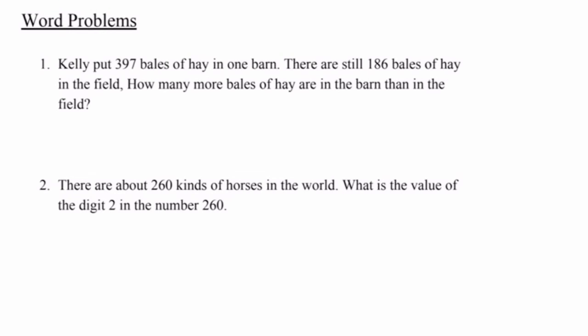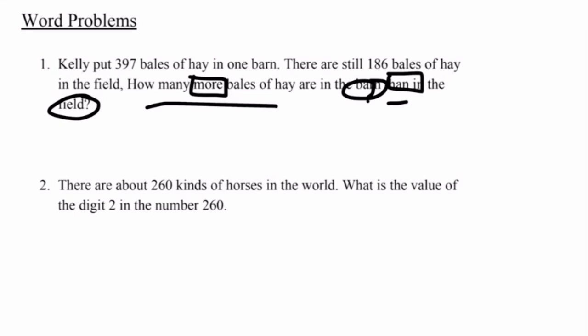Next, word problems, and it's asking us to solve the problems below. Number 1, Kelly puts 397 bales of hay in one barn. There are still 186 bales of hay in the field. How many more bales of hay are in the barn than in the field? It's asking us how many more bales of hay are in the barn than in the field. The keywords more than indicate that this is a subtraction problem. Therefore, we need to subtract 186 from 397.